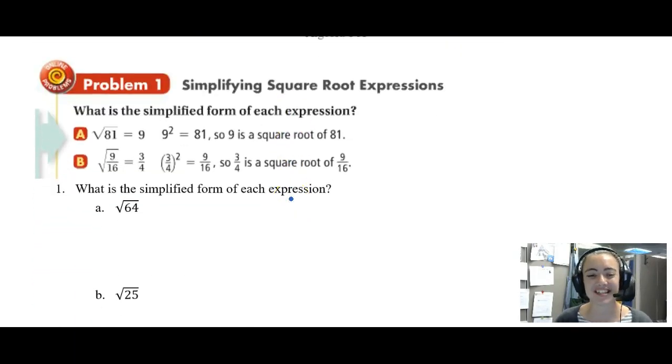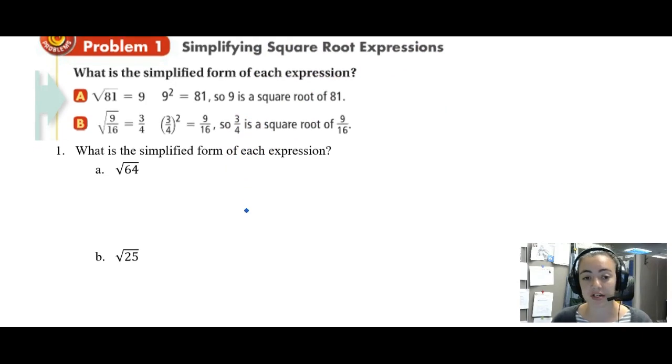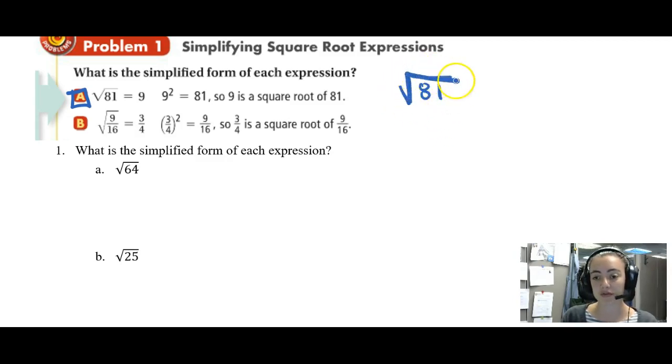All right, so let's start practicing some here. So our first problem is simplifying square root expressions. So what is the simplified form of each expression? Remember, simplifying means we're not going to have that equal sign. Instead, we're going to write it in the simplest form, the easiest form, kind of smallest form frequently. So for A, we have the square root of 81. So the radical is that square root symbol. The radicand is 81. So what is the square root of 81? Well, it's 9, because 9 squared equals 81.